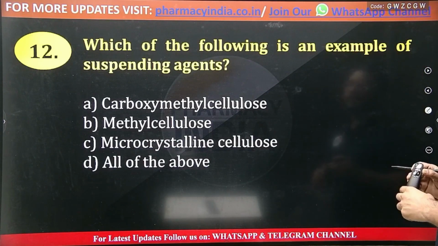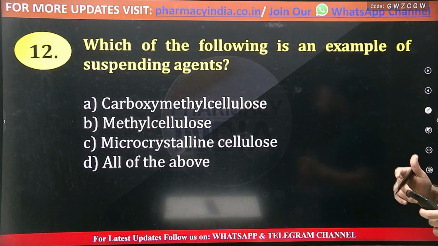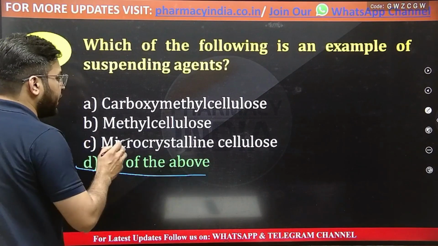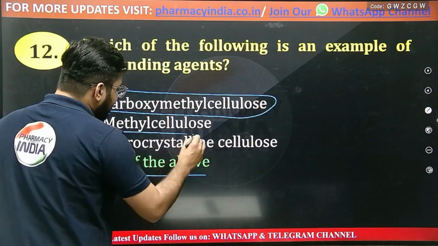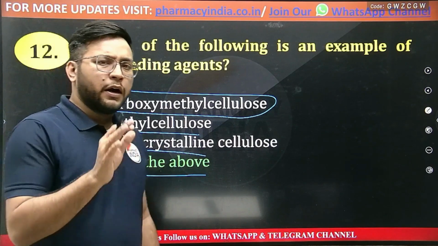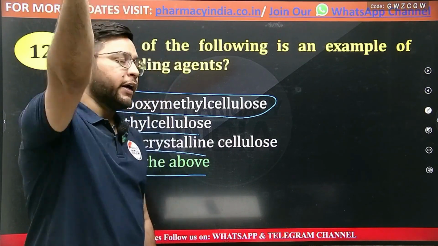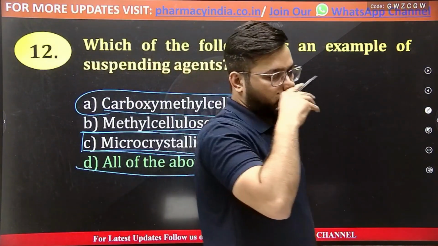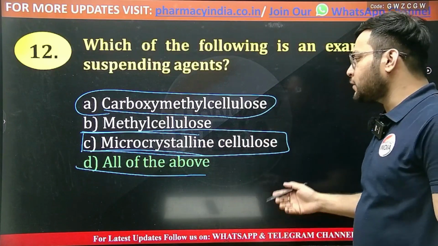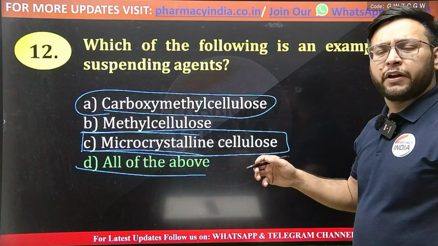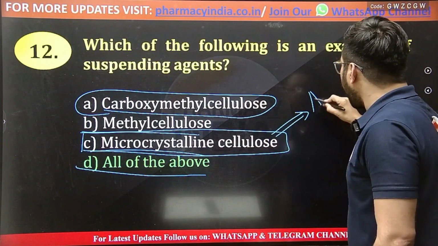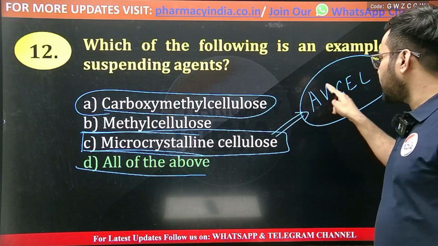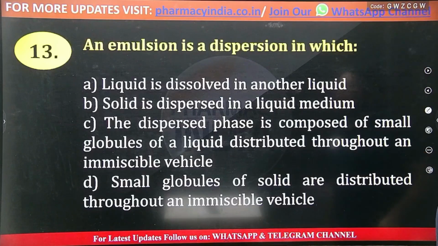Which of the following is an example of suspending agent? Which type of suspending agent are we going to use in suspension? So the correct answer is all of the above. Means carboxymethyl cellulose, methyl cellulose and microcrystalline cellulose we are going to use as a suspending agent. And one more important point, we may be asked the trade name of microcrystalline cellulose. Many a time the question may be asked that microcrystalline cellulose has the trade name Avicel. Okay. Now moving on to the next question.